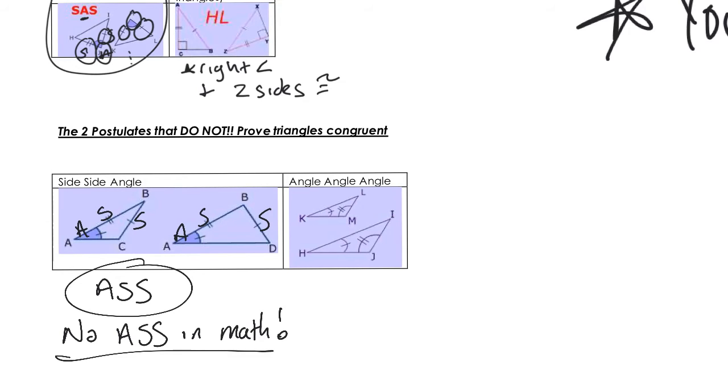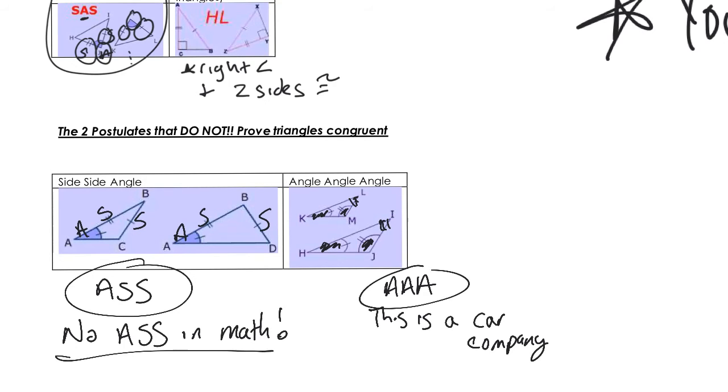The other one that isn't equal is if you have an angle the same, so angle K equals angle H, angle J equals angle M, and angle I equals angle L. If you have angle, angle, angle, AAA is a car company or an insurance company. So that's the other one that doesn't work. That's how I remember it. This is insurance. No, it's like the people that come if your car breaks down. So this is a car company situation. So the two that don't work, to remember them, easy to remember, AAA, doesn't work. And it's a battery. So that's how you can remember it.